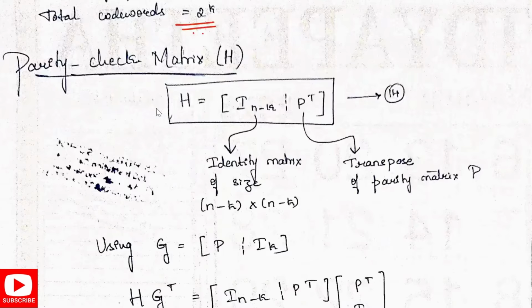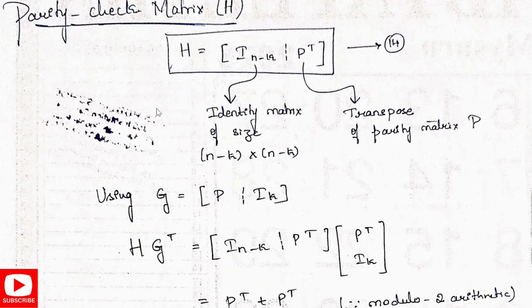Next comes the parity check matrix, that is H. H is given by I(n minus k) and P transpose. This is how you represent the matrix, where I(n minus k) is the identity matrix of size n minus k into n minus k, and P transpose is the transpose of the parity matrix that is given in the question. Next is G, the generator matrix. The generator matrix is P and Ik.